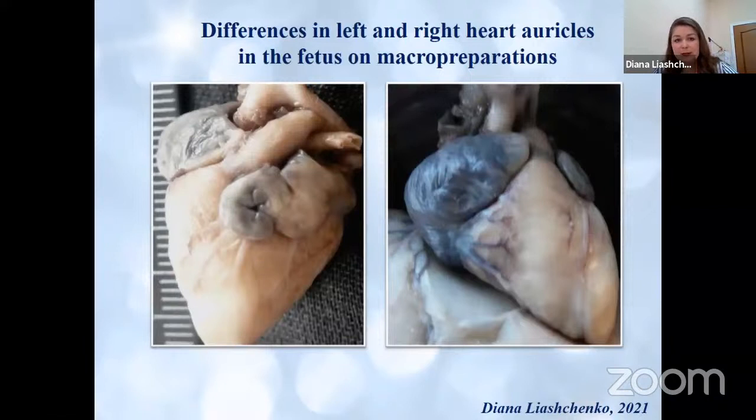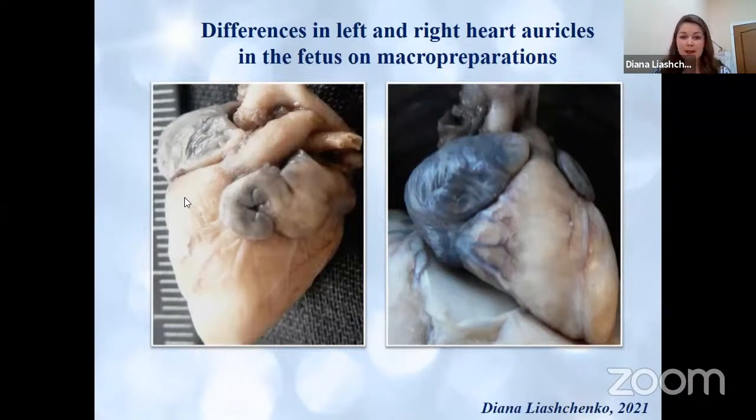While examining the preparations, we paid attention to an interesting feature of the auricles of the heart. Unlike an adult heart, the auricles in the fetal heart have the same sizes as the atria. And some parameters of the auricles are comparable with parameters of the atria.